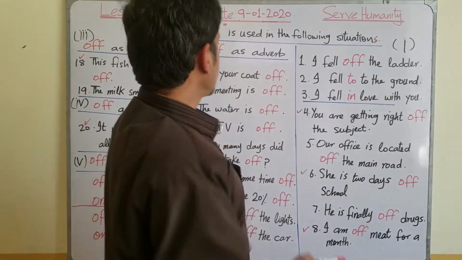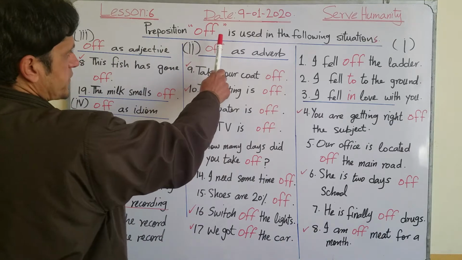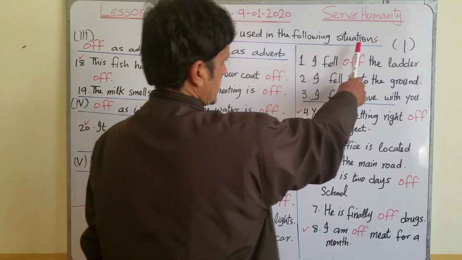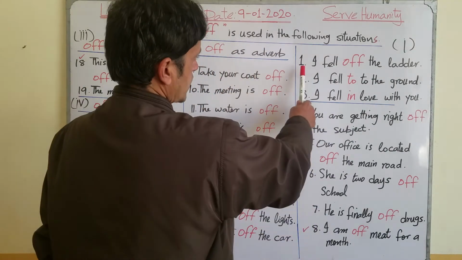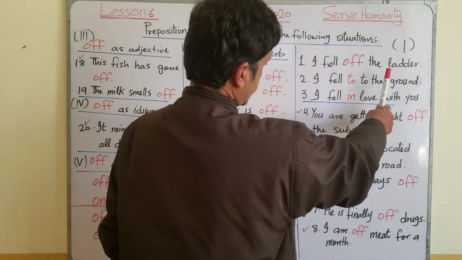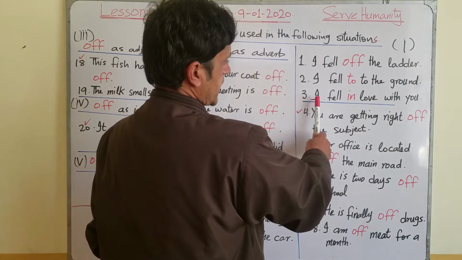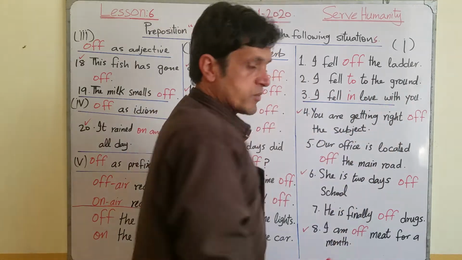In this class, I will teach you preposition of. So preposition of is used in the following situations. Number one, I fell off the ladder. Number two, I fell to the ground. Number three, I fell in love with you.